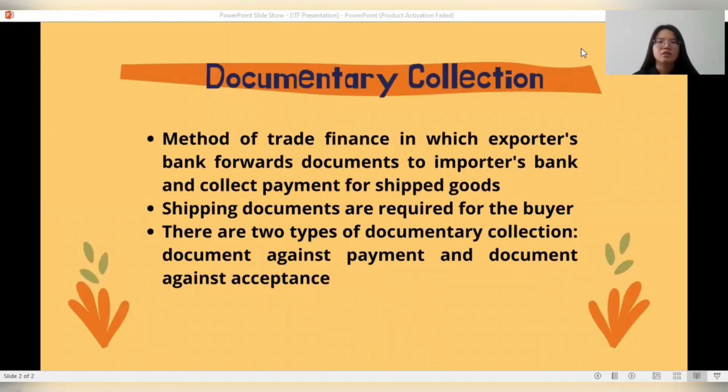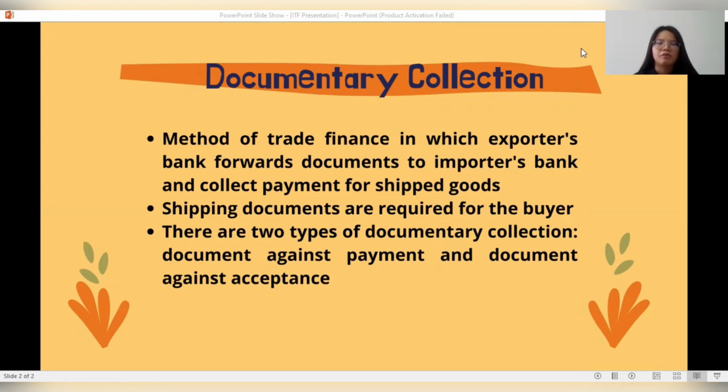Next, documentary collection. Documentary collection is a method of trade finance in which the exporter's bank forwards documents to the importer's bank and collects payment for shipped goods. Shipping documents are required for the buyer to clear the goods through customs and take delivery. These documents include bills of exchange, commercial invoice, certificate of origin, and packing list.